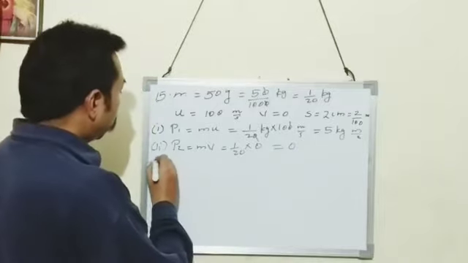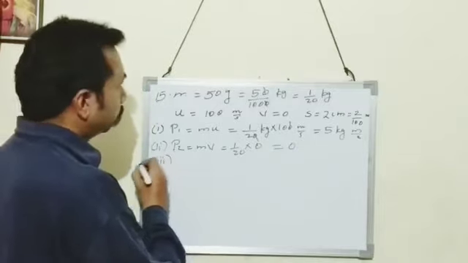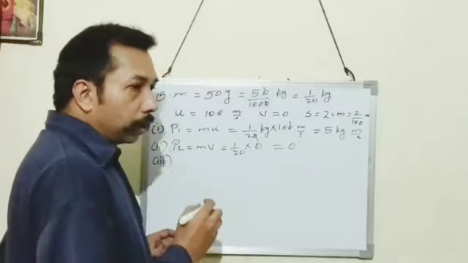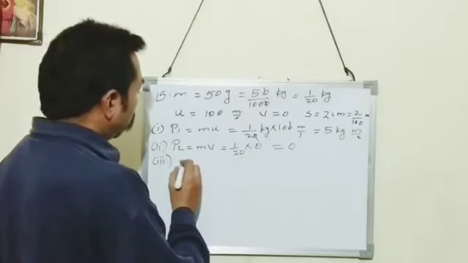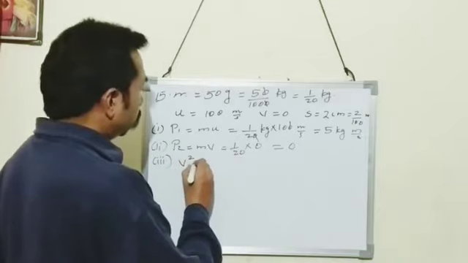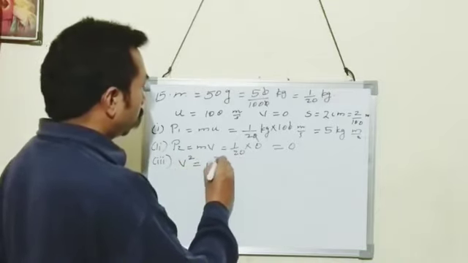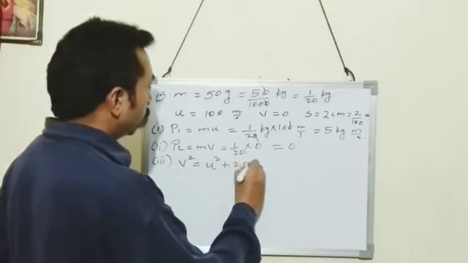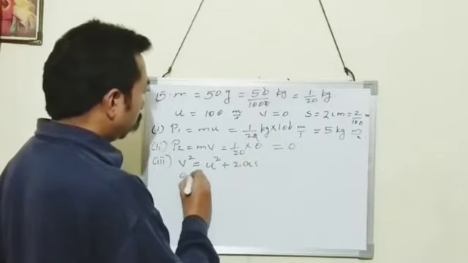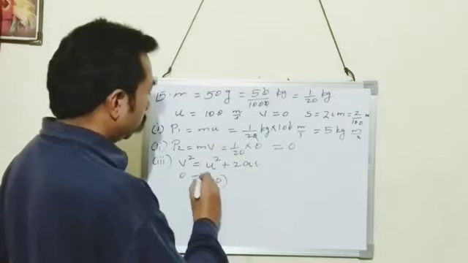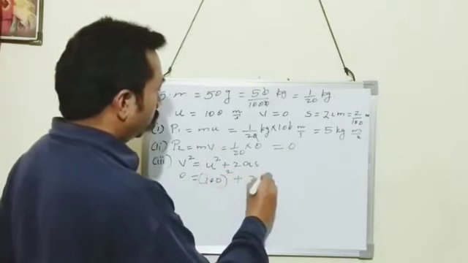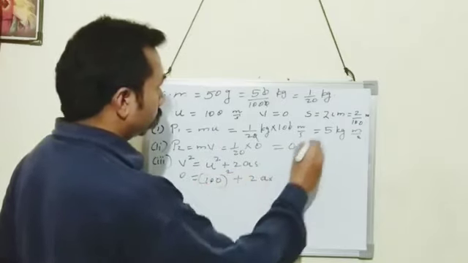Then third part, retardation. So we have to find the retardation caused by the wooden block. So we use the formula v squared is equal to u squared plus 2as. So v is 0, u is 100, so 100 square plus 2a, s is 2 by 100.